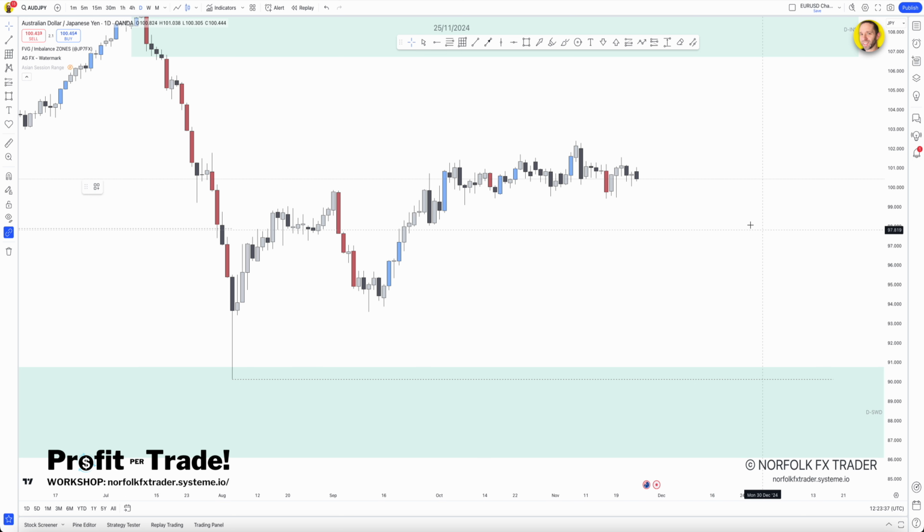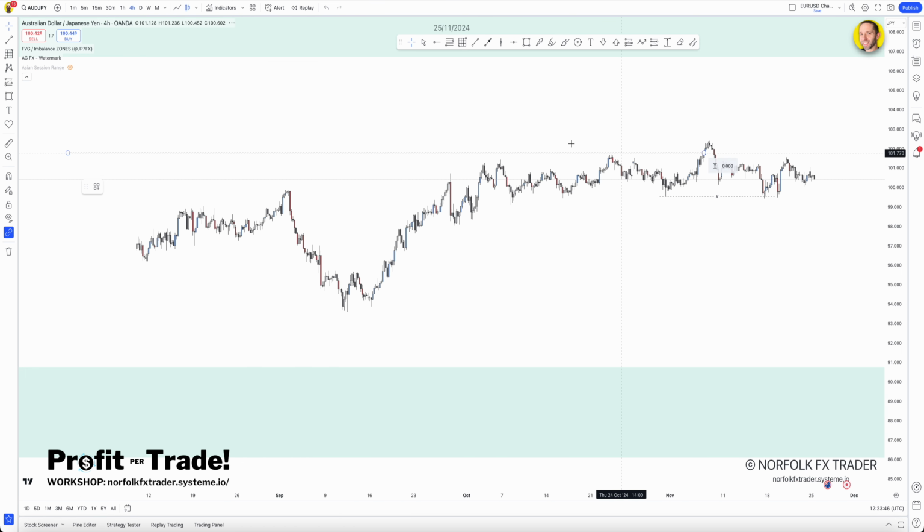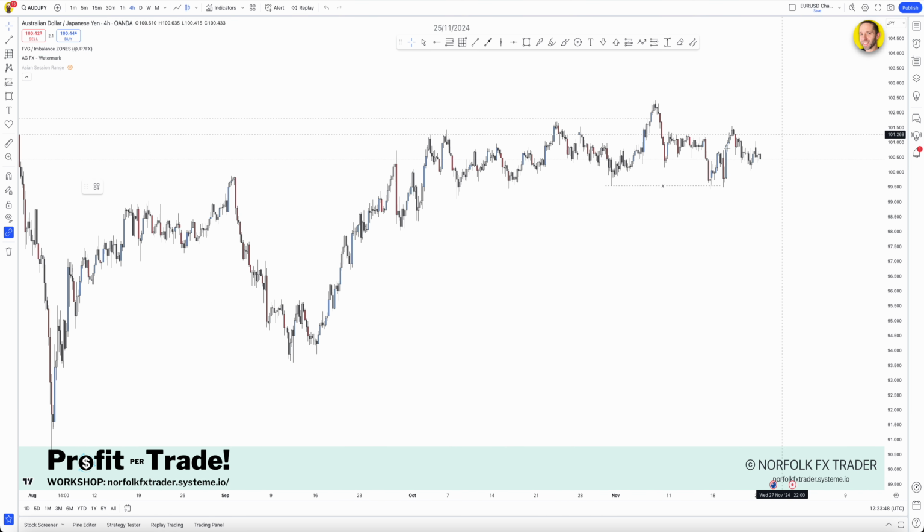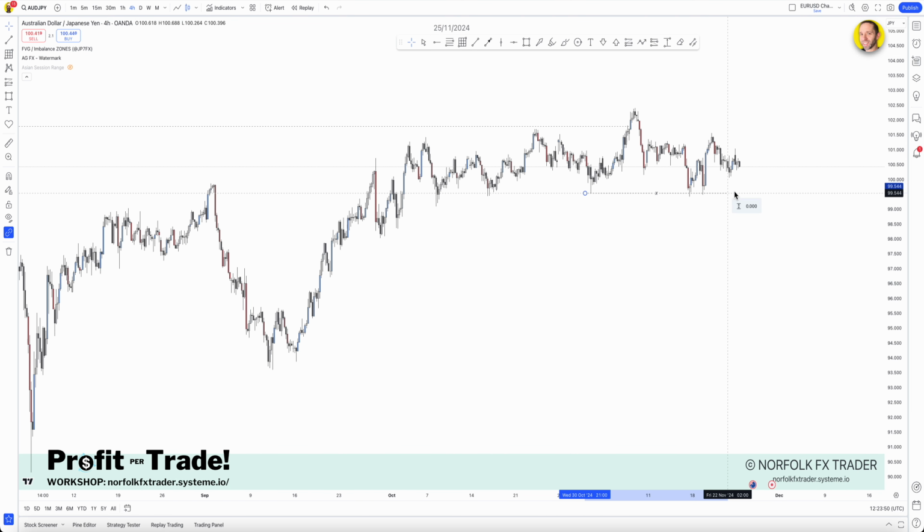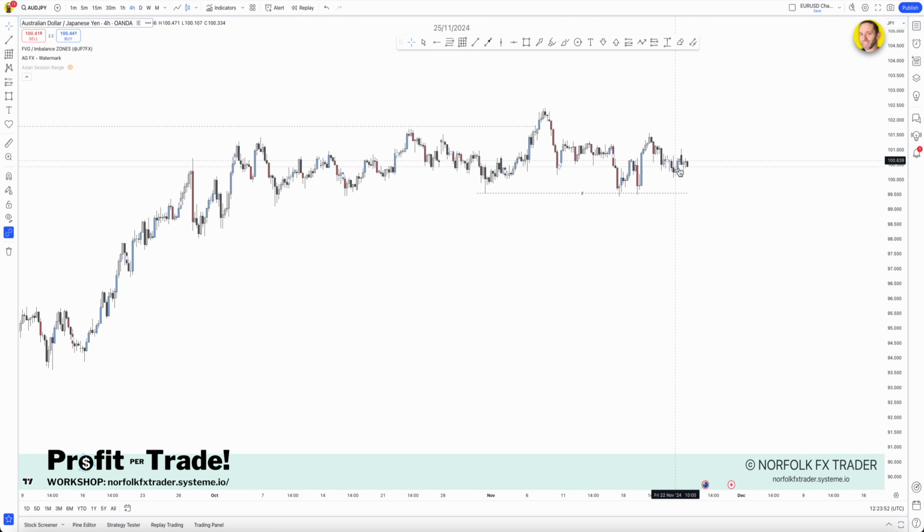liquidity area. If we look at the previous supplies removed, so if we go down now to a 4-hour, you can see the last breakout. We really want to see price breaking through this low before we can make any more decisions. If we get it closed through, then we've got a bearish bias again.